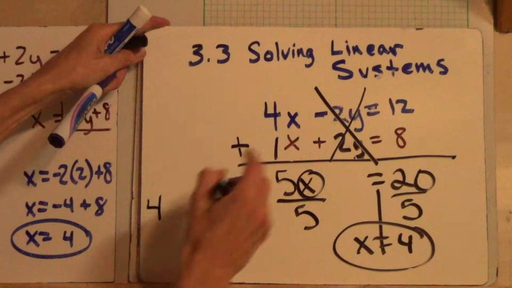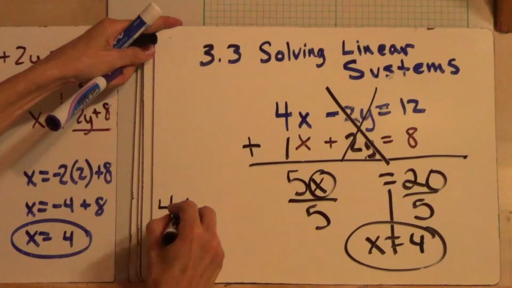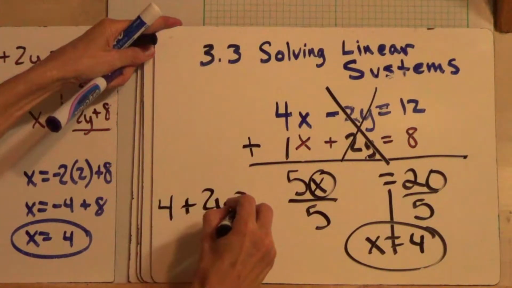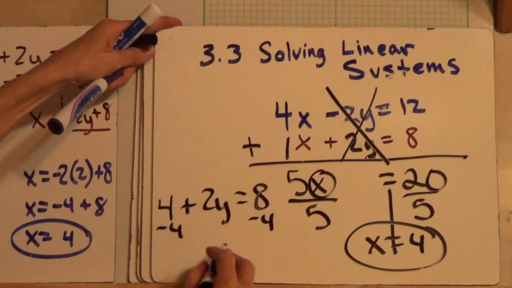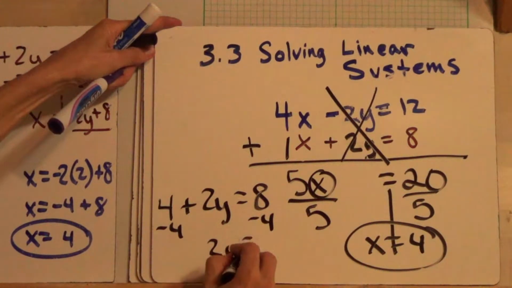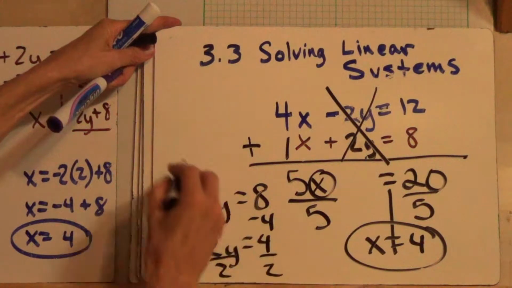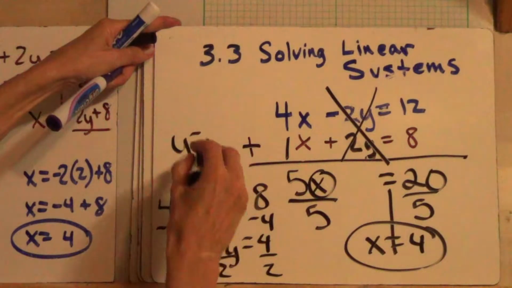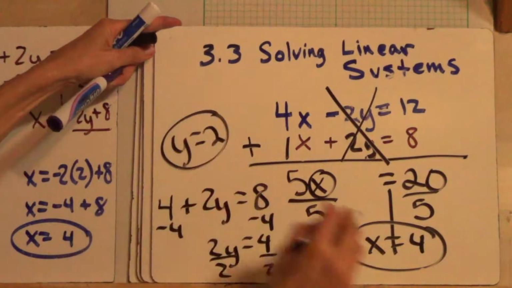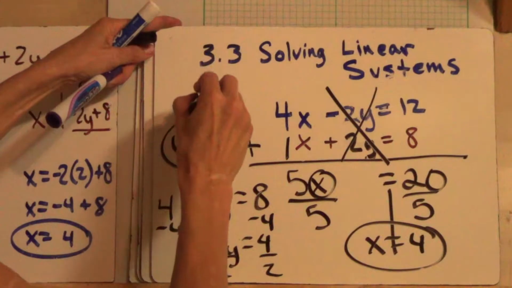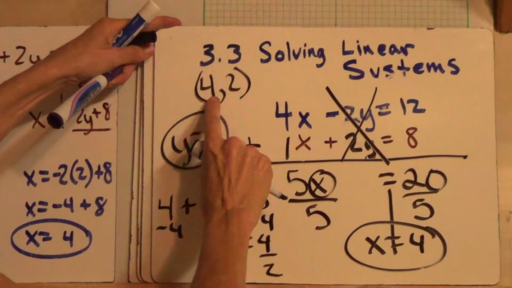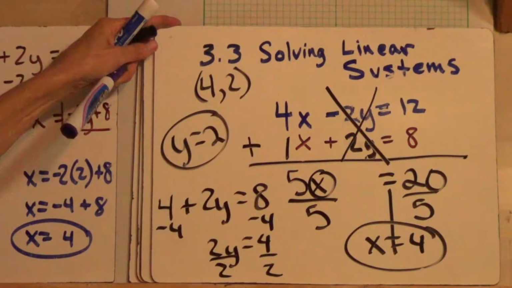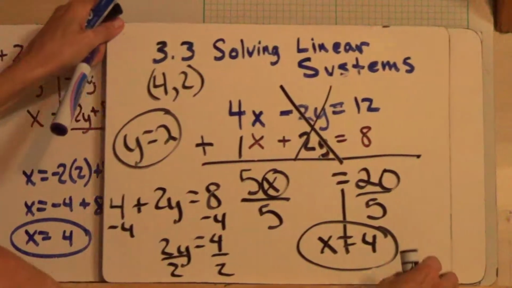4, plug that in for the x. 4 plus 2y equals 8. I subtract 4 from each side. I find that 2y equals 4. Divide by 2, and I find that y equals 2. Now I should write this as a point, 4, 2, because that means that these two lines cross or intersect at the point 4, 2.